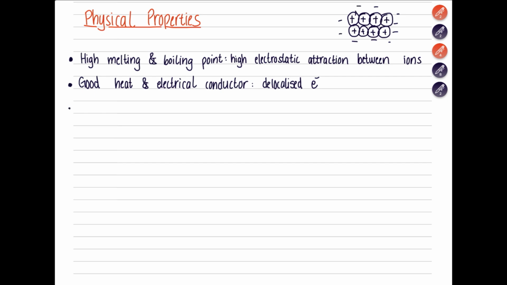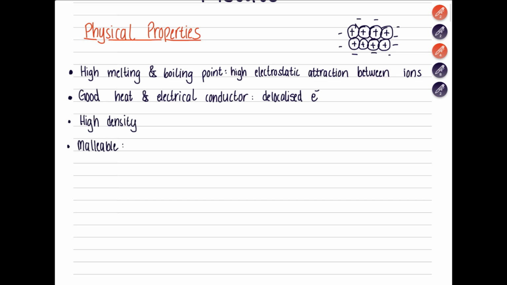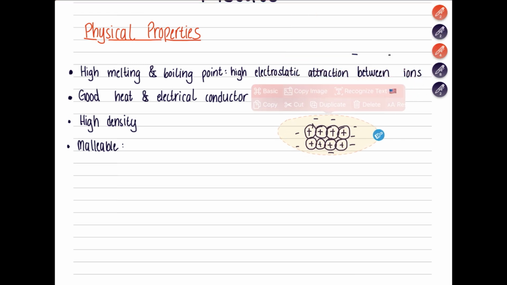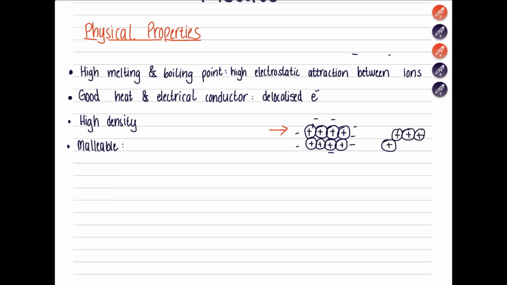Third point is they have very high density. Next is they are malleable. What is the meaning of malleable? Malleable means that they can be cut into thin layers. Why? Because layers of metal ions can slide over each other. Look, if this is our lattice, as you can see here, if we apply some force on one side, the lattice can move. It would be something like this. The layers can slide over.